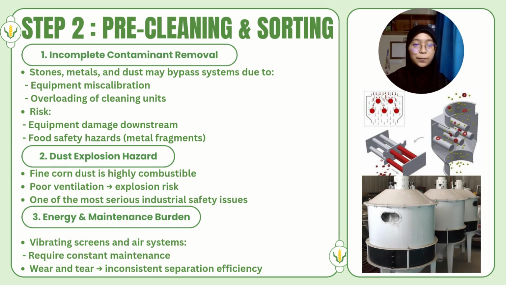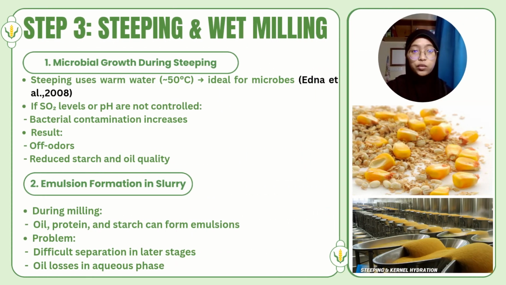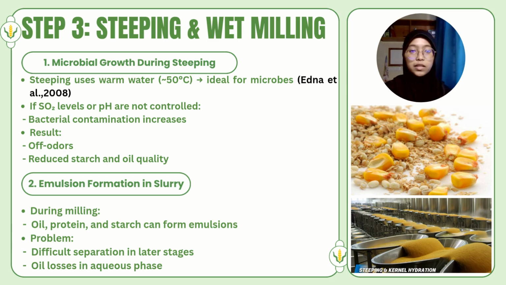The second step is pre-cleaning and sorting. Sometimes, contaminants like stones or metal are not fully removed due to equipment issues. Dust explosion hazard. Fine corn dust is highly flammable and poor ventilation can lead to dangerous explosions. Lastly, this system requires high energy and maintenance. Now, let's move into steeping and wet milling. Steeping uses warm water, which makes it easy for microbial growth if conditions are not controlled. Finally, during milling, emulsion can form between oil, protein, and starch.